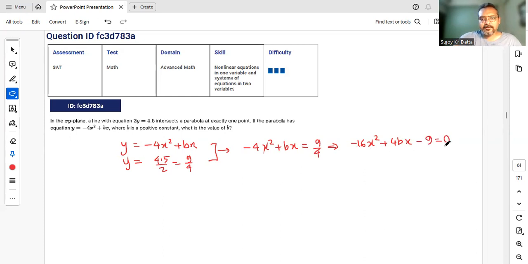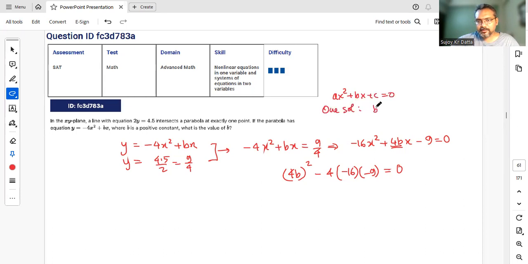Now in a quadratic equation, if there is only one solution, the condition is b squared minus 4ac. In this case, b is 4b, a is negative 16, c is negative 9. There is only one solution, so it should equal 0. Writing it down: ax squared plus bx plus c equal to 0. One solution is b squared minus 4ac equal to 0. We are going to use it here.